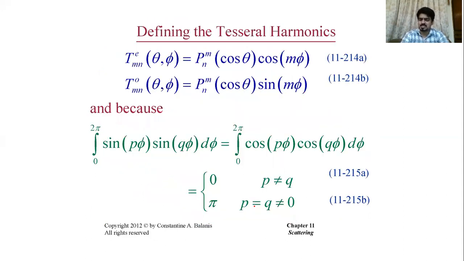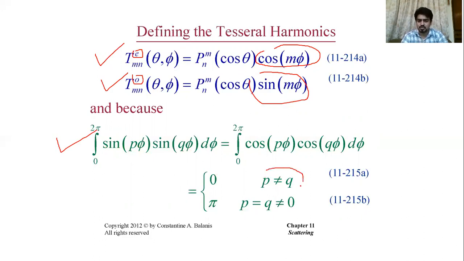Similarly, for the tesseral harmonics, these are the two functions. One is an even function, in which you multiply by cosine of m phi, and then you also have an odd function, where you multiply by sine m phi. So again, for this integral we already know that when you have sine p phi times sine q phi, when p and q are not equal to each other, then it will be 0.